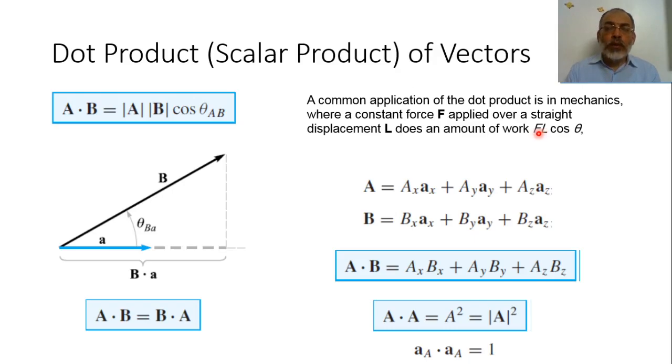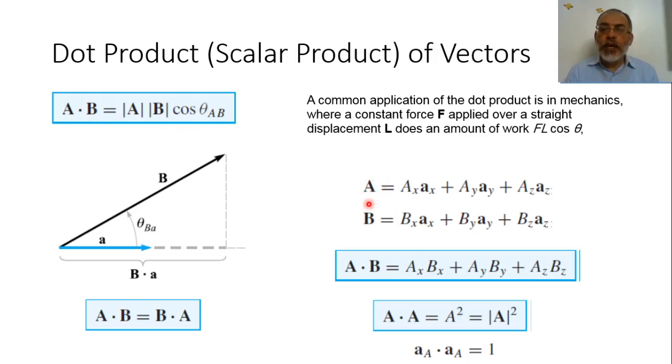If we are talking about Cartesian coordinates, for example, the x and y and z components are orthogonal to each other. So the angle between x and y is 90 degrees, and the angle between y and z is 90 degrees, and the angle between z and x is 90 degrees. So the dot product between x component and y component would be 0, because cosine 90 is 0.